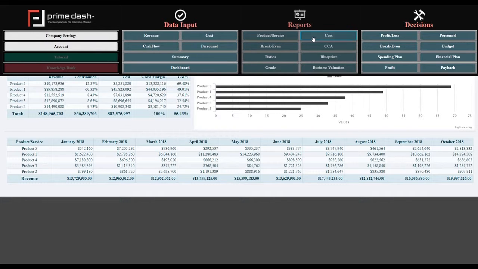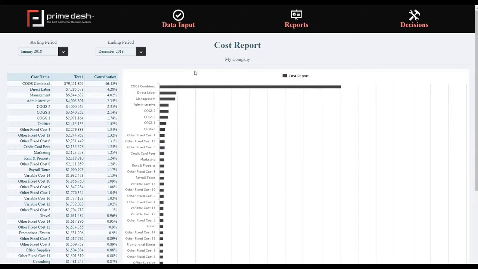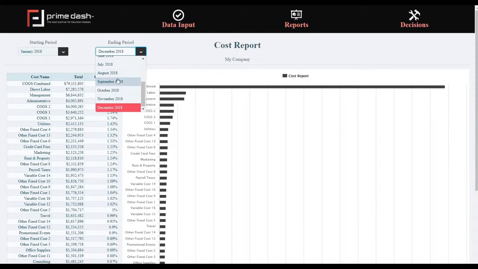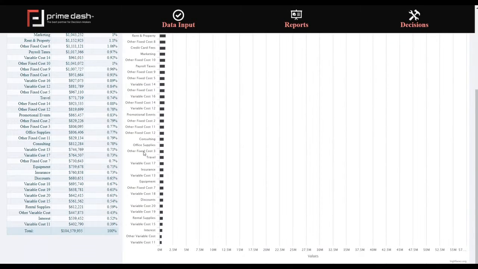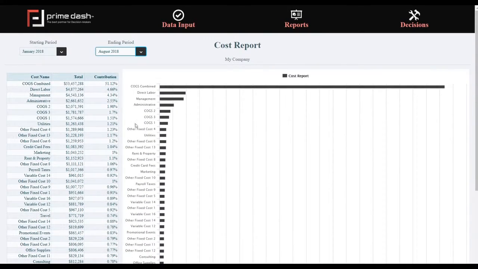Cost report. This cost report will give an instant overview of your entire cost structure. By simply inputting your cost under data input, Prime Dash will give you for all the given periods the total amount spent for each cost line item, and the cost contribution for each cost relative to the total costs. Even better, Prime Dash will automatically sort your costs starting from the largest to the smallest.